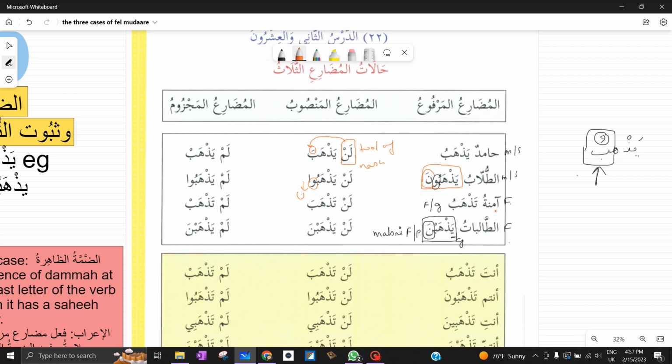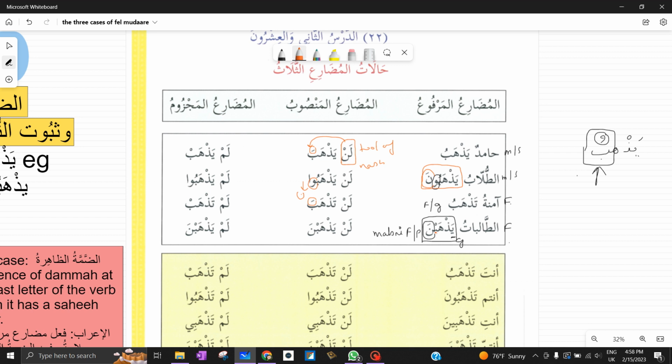Now what happens when we speak about a single feminine? Aminatu tadhabu. It is a simple fail mudaare. What happens? Just the change from dhamma to fatha. And then when feminine plural comes, what happens? Yadhabna. Please pay attention, this and this are totally different. This is male jama, and when it comes to feminine jama, what happens? Yadhabna.